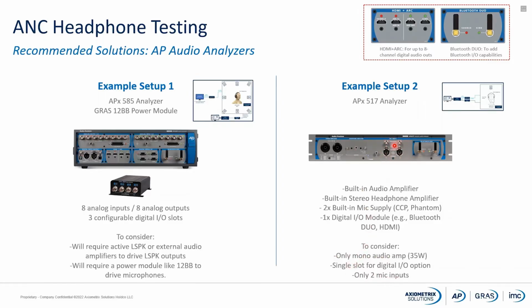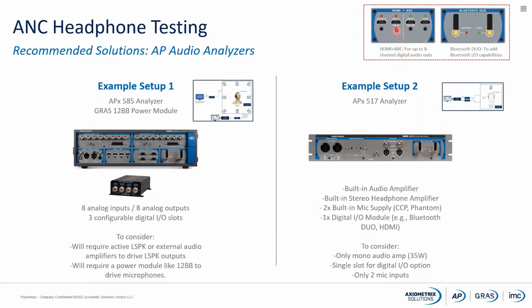In both cases, we have the possibility of adding digital channels. Just like we see on the top, we could be adding something like an HDMI that can be used as an output for a multi-channel signal to create a realistic soundscape with multiple channels. For example, we could be using this HDMI module both in the APX 585 or in this single slot that we see here in the 517.